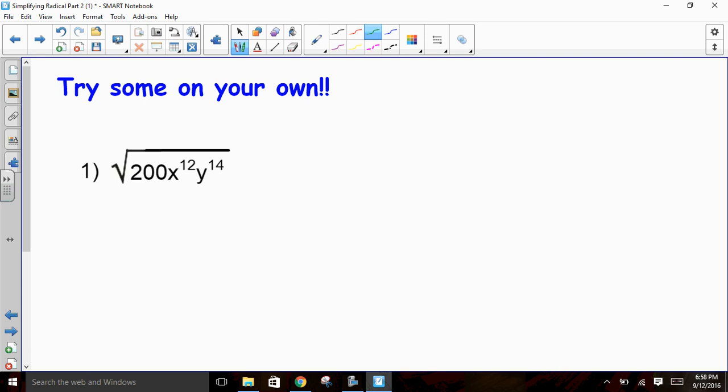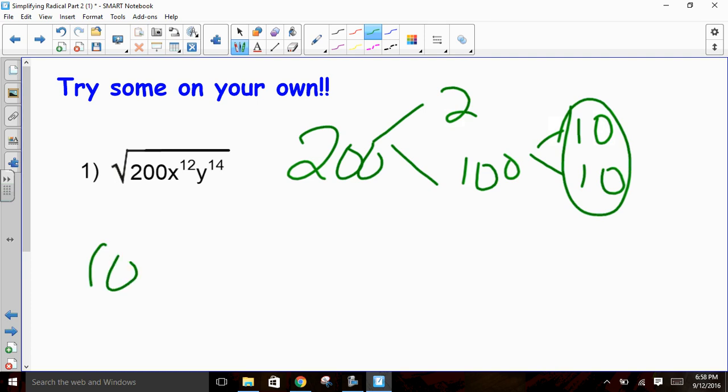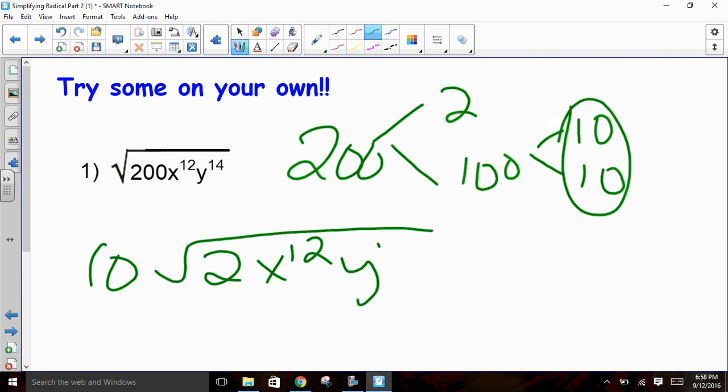Nope. But 200 is 2 times 100. 100 is 10 times 10. There's my group. That's what's going to get pulled out. So I have 10 on the outside, square root of 2, x to the 12th, y to the 14th. So far all I did was work on that number.